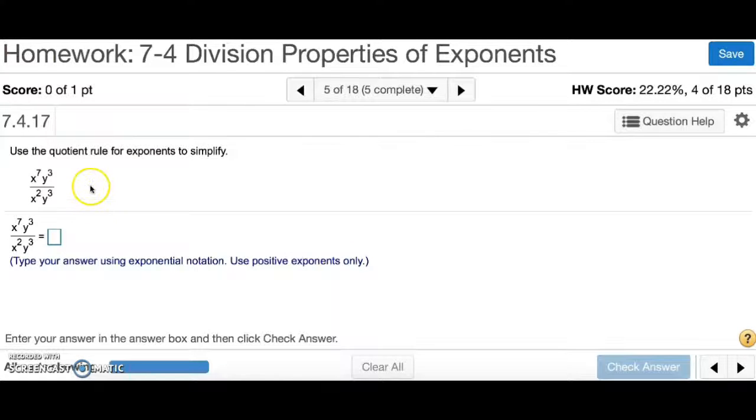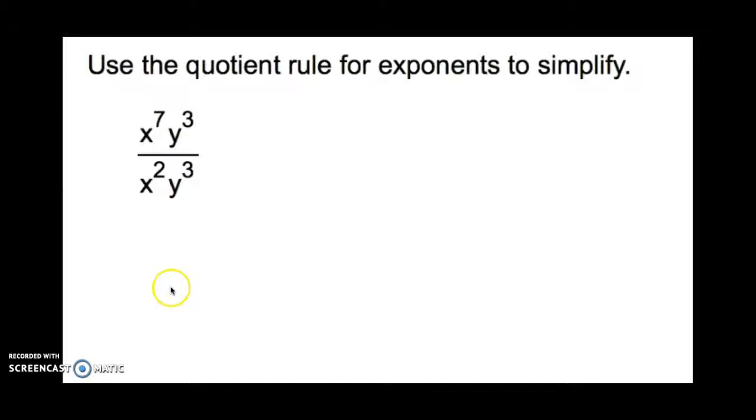Number 5 is asking you to use the quotient rule for exponents to simplify. So let's take a closer look at it. So we have two different variables with exponents at the top and the bottom. So what we're going to need to do is take each letter separately. So we highlight the x's and just deal with them. So we have x to the 7th over x squared. So we subtract the exponents, we'll get x to the 5th power.